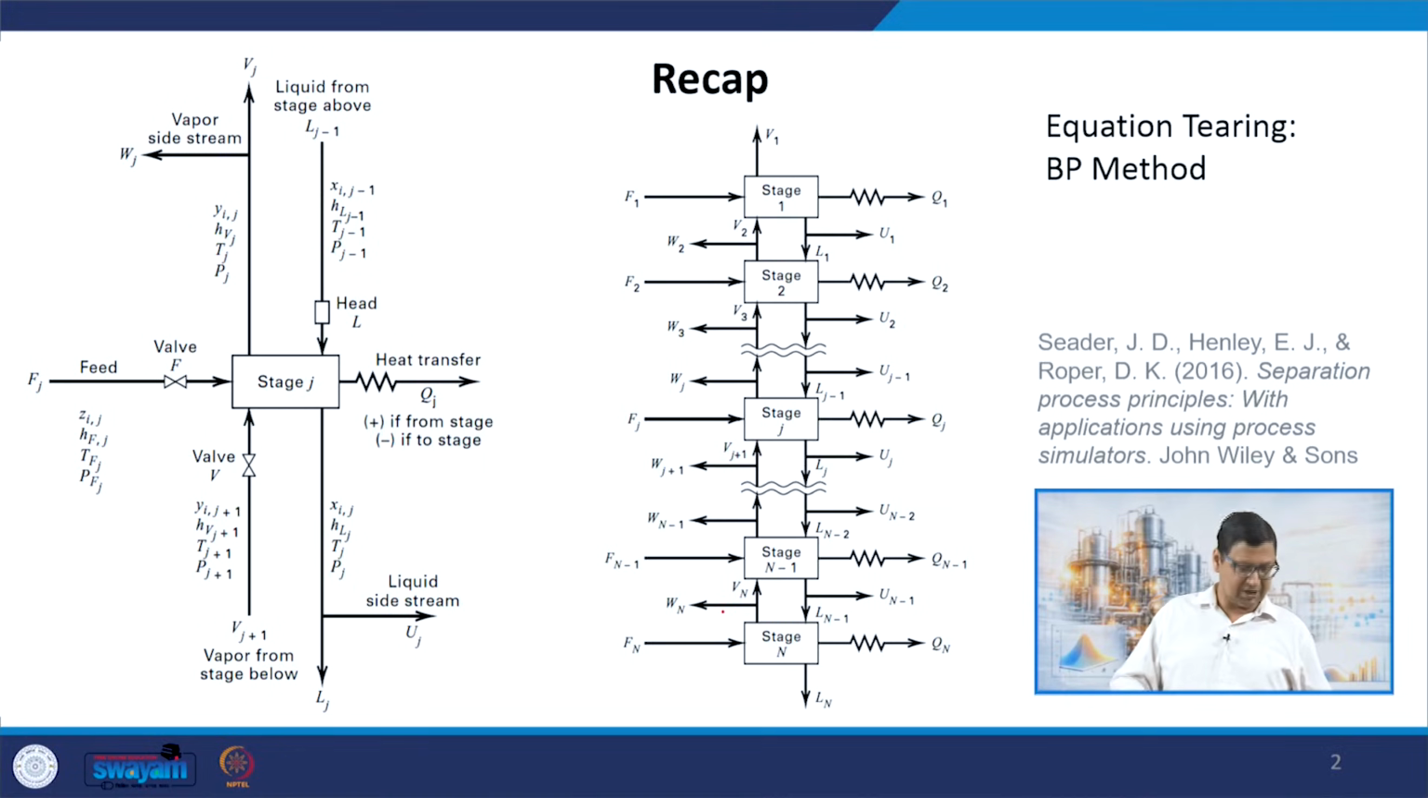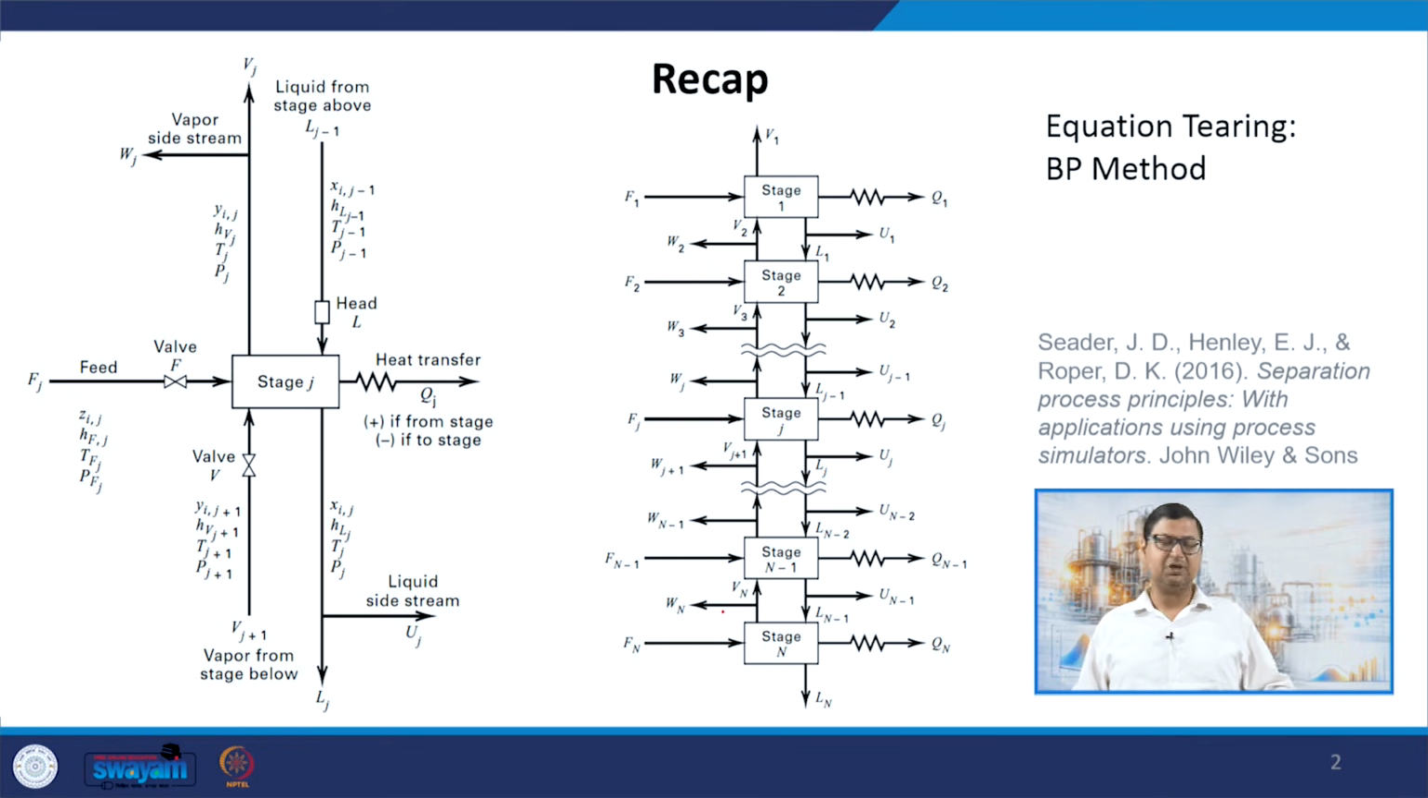In the previous lecture, we discussed how we can use the BP method, the bubble point method, by guessing the temperatures and pressure, and that's what we called a tiering approach for solving the MESH equations for a cascade in general. Today I will extend to some other methods which are somewhat more efficient compared to the BP method for solving the same kind of MESH equations, but we will modify the MESH equations as we will see in this lecture. So this is what we have been discussing for the last couple of lectures.